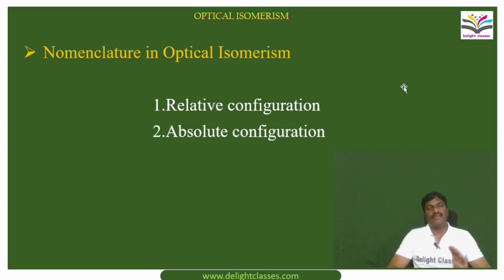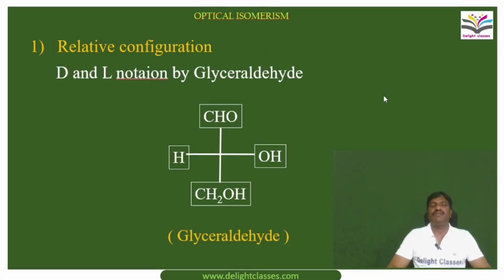Nomenclature in optical isomerism. There are two methods. One is relative configuration, the second one is absolute configuration. In relative configuration, with reference to glyceraldehyde, see the structure, how it is. With respect to CH2OH, if the OH is at the right side, that is D notation. If the OH is on the left side with respect to CH2OH, that is L notation. That is DL notation with respect to glyceraldehyde.